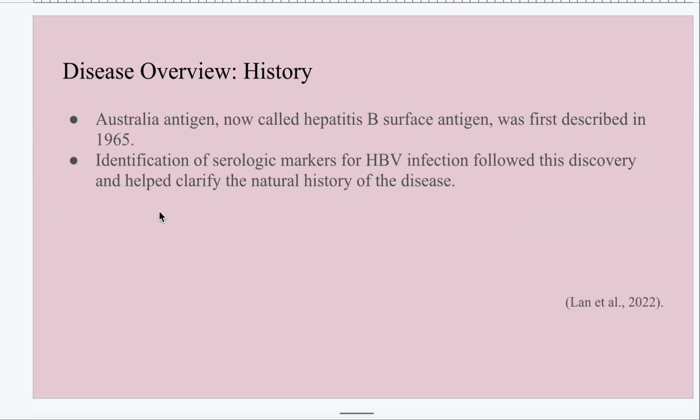The Australia antigen, now called hepatitis B surface antigen, was first described in 1965. Identification of serologic markers for HBV infection followed this discovery and helped clarify the natural history of the disease.